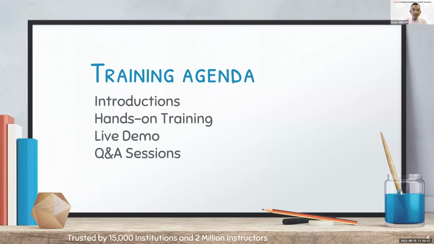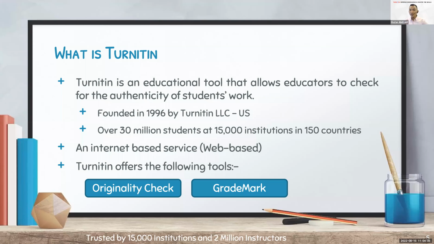All right, so a little bit about Turnitin. Turnitin is an educational tool that allows educators to check for the authenticity of students' work. Turnitin helps you as lecturers to engage with your students to learn how to write a better paper and become better writers, to promote critical thinking. And the most important thing is to ensure academic integrity. It was started in 1996 by a company called Turnitin LLC. This is US-based software, and the founder is Dr. John Barrie.